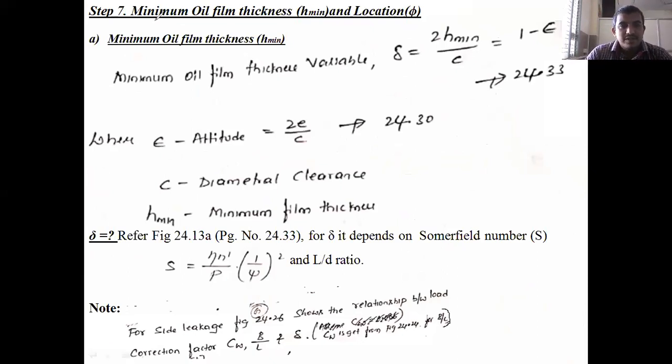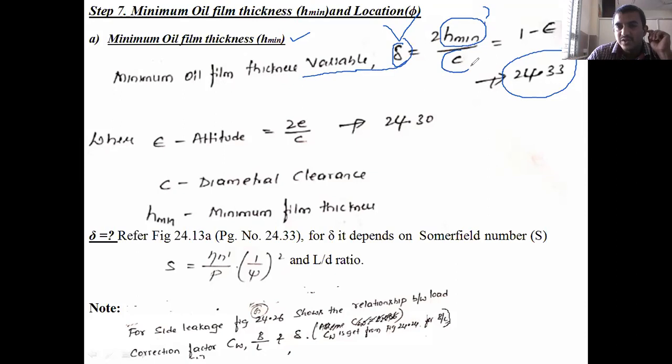First we will determine the minimum oil film thickness, H minimum. Again from the data handbook, equation number 24.33. The minimum oil film thickness variable is represented as delta. The variable delta is equal to 2 times H minimum by C. It is also equal to 1 minus epsilon. Here our aim is to determine H minimum. If I want to calculate H minimum, I should know delta and also C. Already we know the diameter clearance. Then what is the minimum oil film thickness variable?